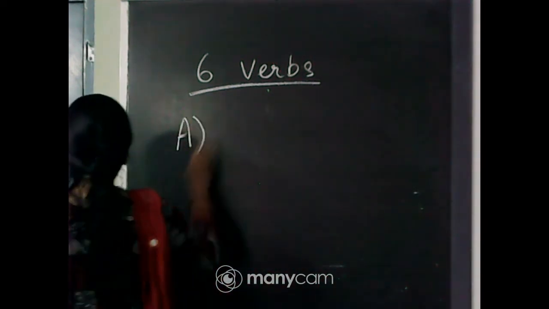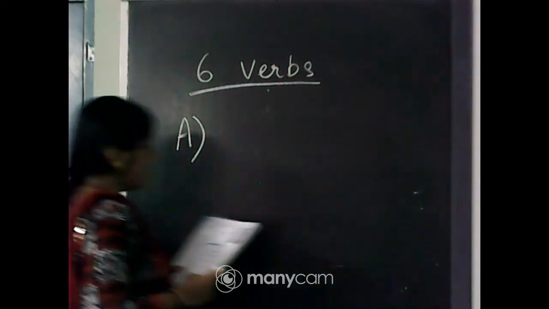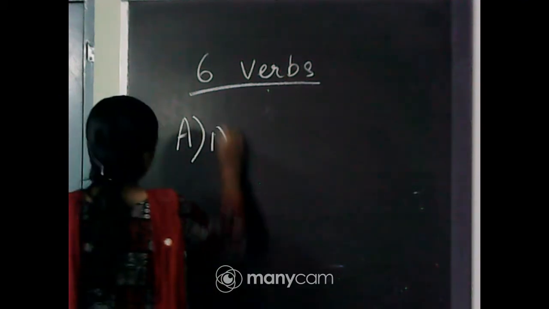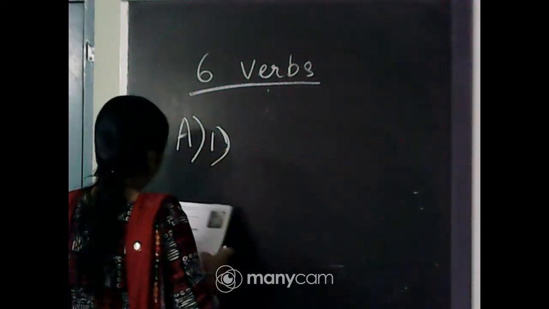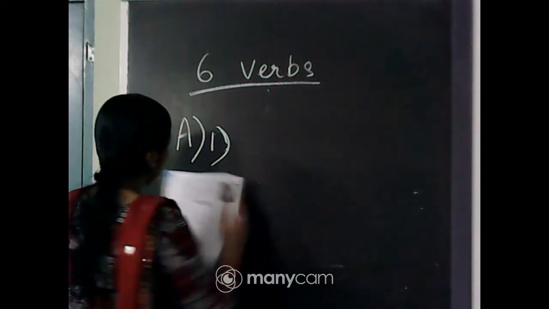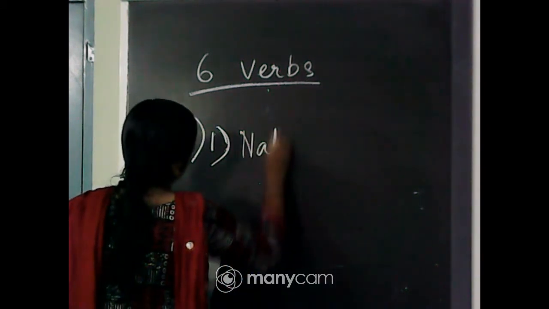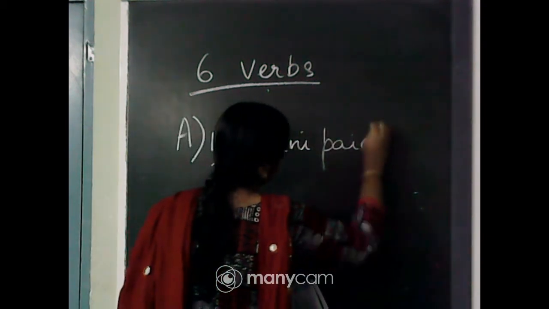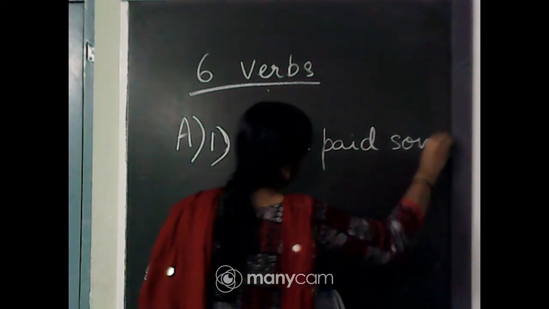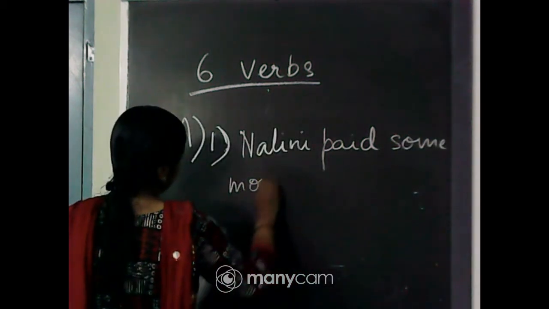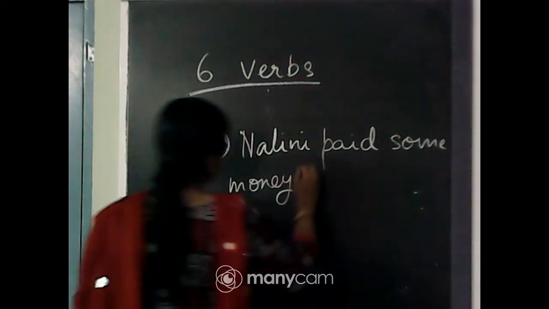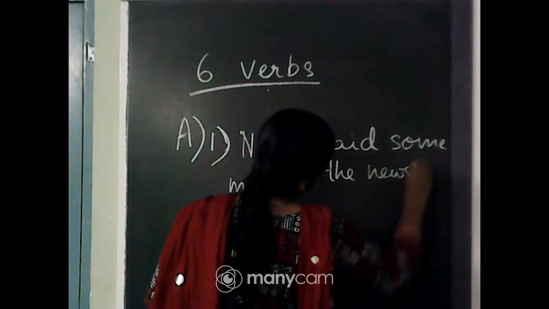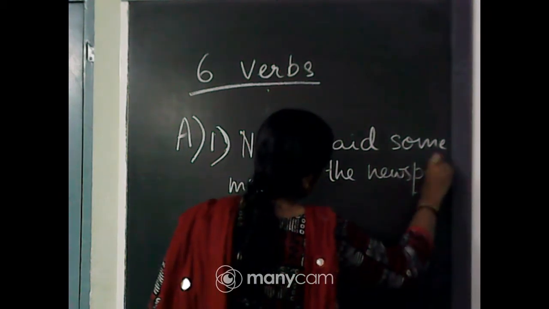Exercise A: read the following sentences, underline the transitive verbs and circle the direct and indirect objects. Do it in your book or copy. You will have to copy it in your copy later. If you want, you can write it in your book right now. Nalini paid some money to the newspaper vendor. Newspaper vendor means the person who sells newspaper.